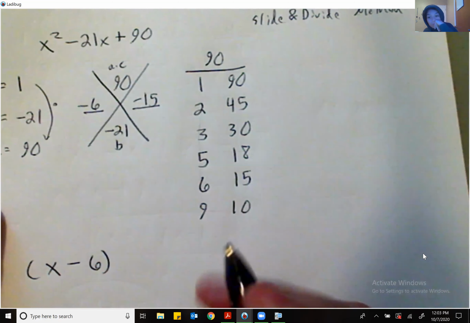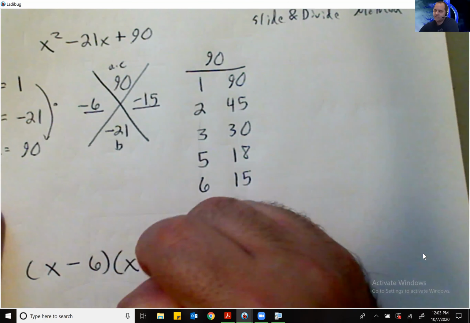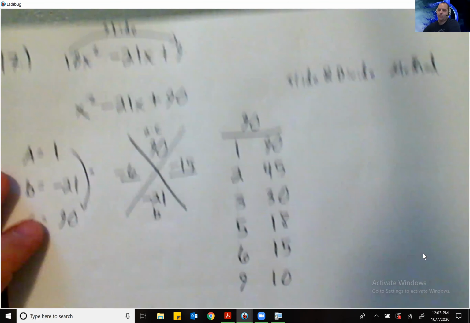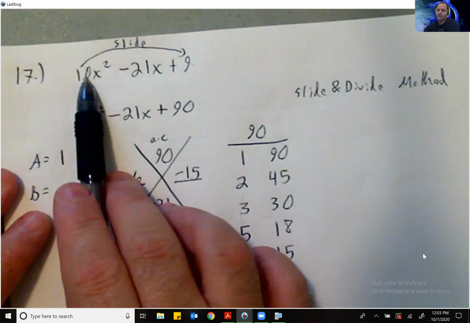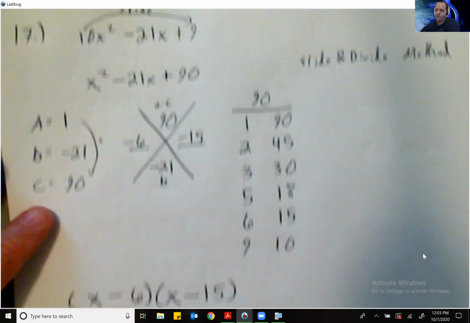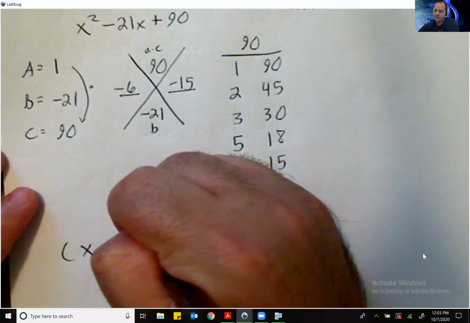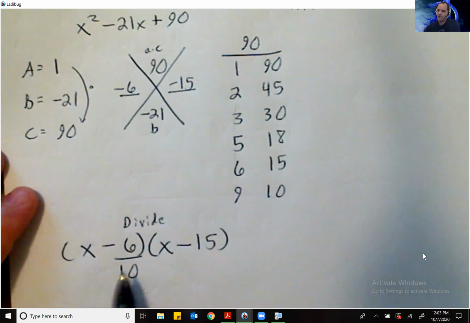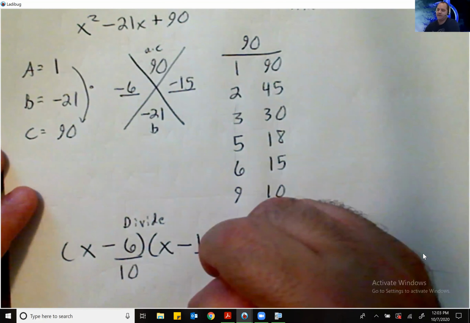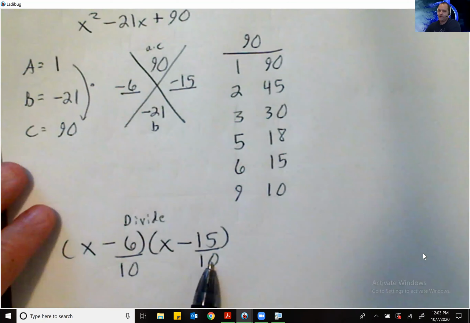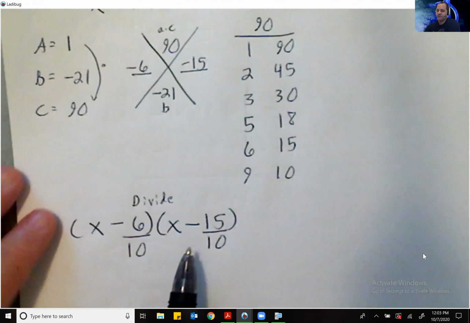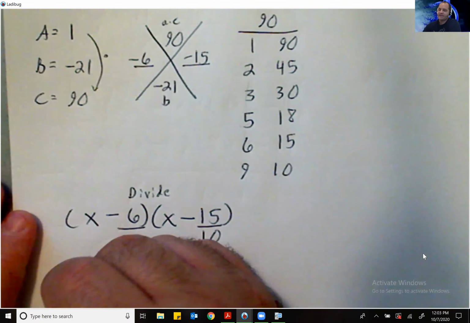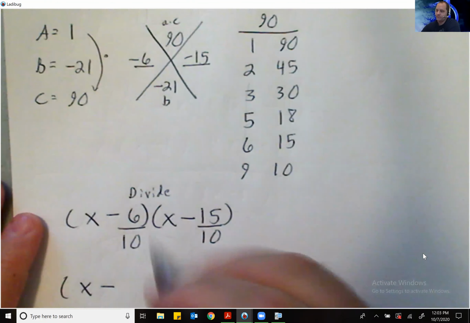Okay. So we set up our parentheses, which look like this, starting with x. But because A is not 1 in the beginning, this is where we're going to do that divide. So this is the divide piece. We're going to take 6 divided by 10 because that was my A. We're going to take 15 divided by 10 because that was my A. And now we need to reduce these fractions.